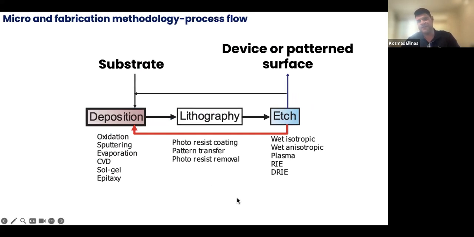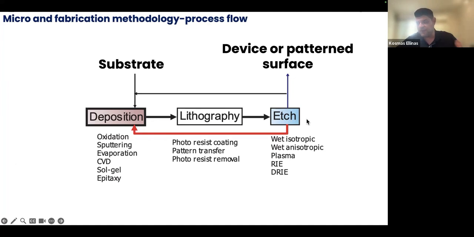The main concept is provided in this slide. So we have a material, a substrate material, and then we use a series of processes, which are lithography, etching, deposition, in order to pattern a surface or to create a device. So we will try to talk about most of the commonly used processes to do lithography, to do deposition of a material, to do etching.